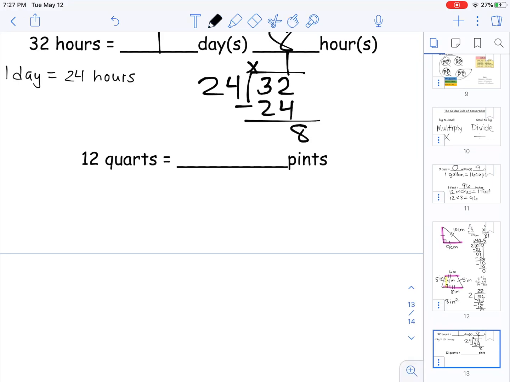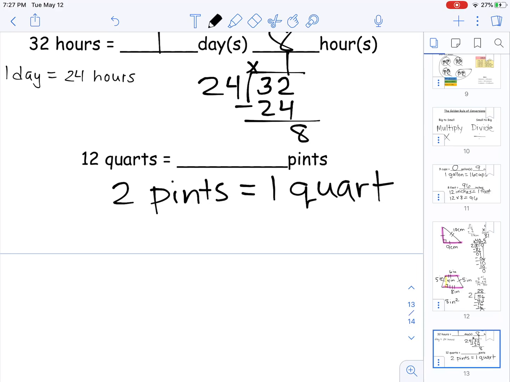Last one, quarts to pints. Conversion. I know that if I use my gallon man, 2 pints equals 1 quart. Quarts to pints. Quarts are bigger than pints, so big to small means multiply. So I'm going to take 12 times 2. I get 24.